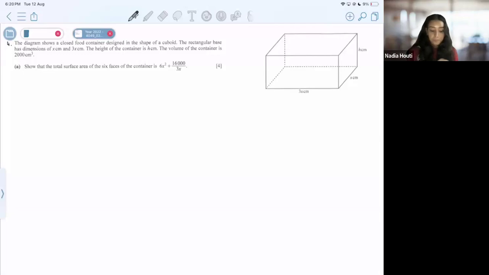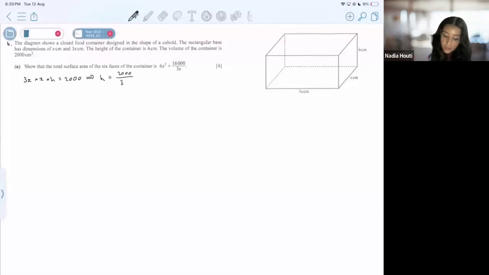So let's do that. We use the volume of the container to help us. Because the volume of the container is 2000, we know that the length times the breadth times the height will give us 2000. So 3x squared h equals 2000. So h is equal to 2000 over 3x squared.